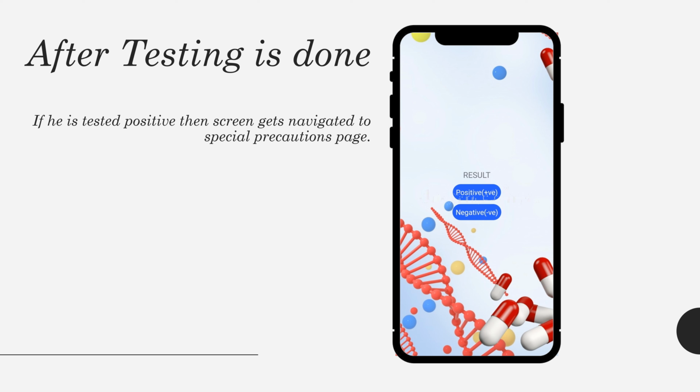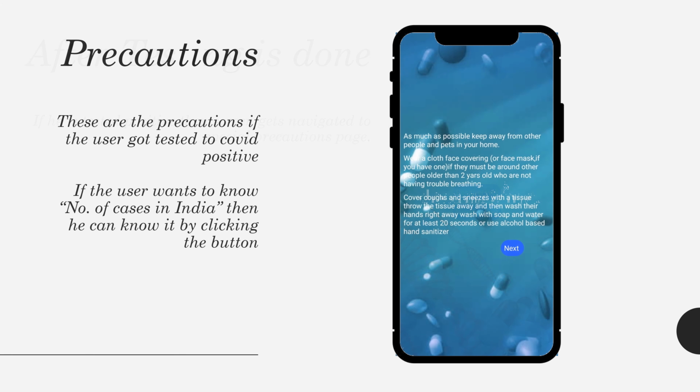After testing is done, if he is tested positive, the screen gets navigated to the special precautions page. In this page, the precautions will be shown. These are the precautions only for the users who got tested positive.